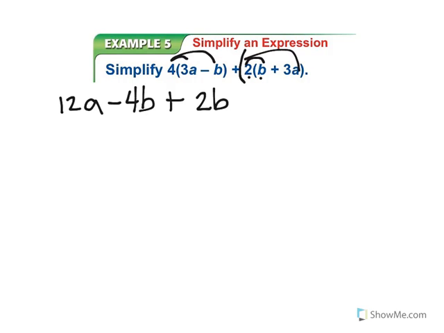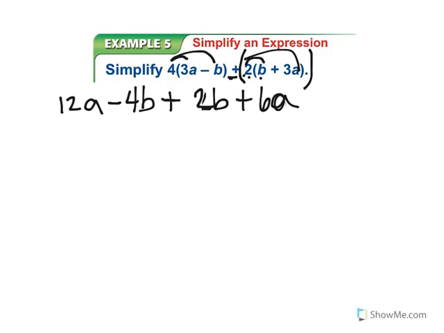And always, always, always put parentheses on your second expression, because if this was a negative, it would end up changing all of your signs. So we have 2 times 3a, so 2 times 3 is 6, so plus 6a. And in this case, since it's just a positive sign, we can actually drop our parentheses.